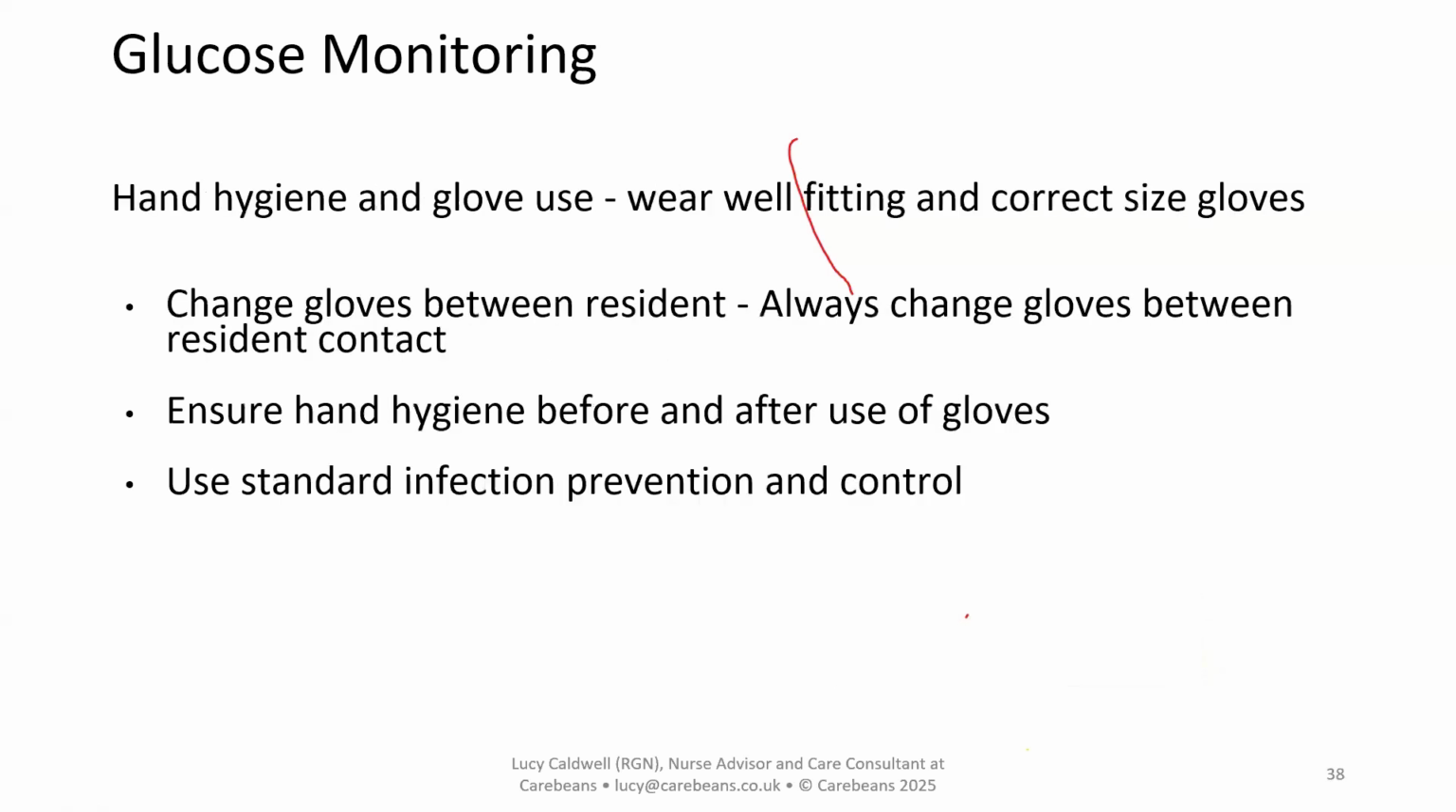We should always use gloves and follow good hand hygiene procedures when we're blood glucose monitoring, because we're exposing ourselves to blood. Wear correct, well-fitting gloves. Change gloves between residents, of course. Keep your hands clean before and after use of gloves. And use the standard infection prevention control points that we've been looking at as well. So that is a little overview and summary for staff about good infection prevention and control.